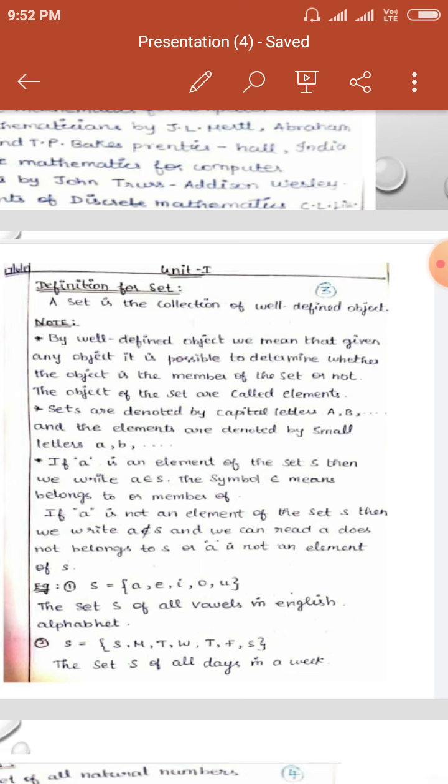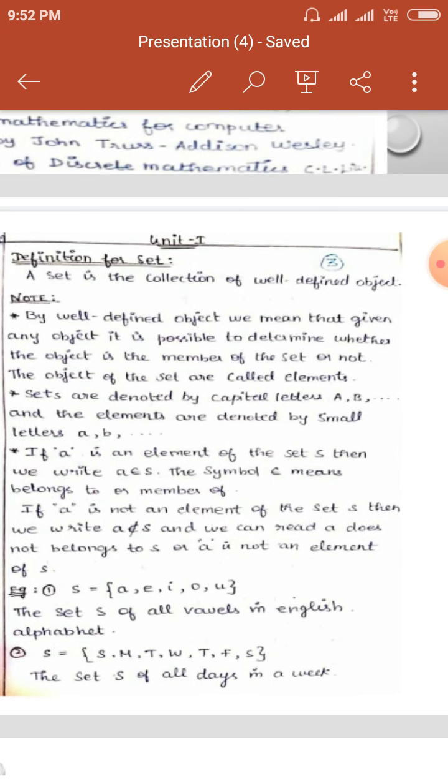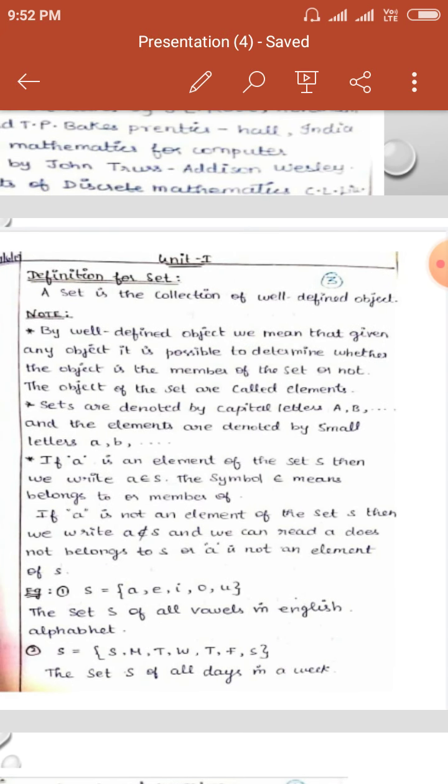Sets are denoted by capital letters, capital A, B, C, etc. And the elements are denoted by small letters, small a, b, c, etc. So sets are denoted by capital letters and the elements are denoted by small letters.